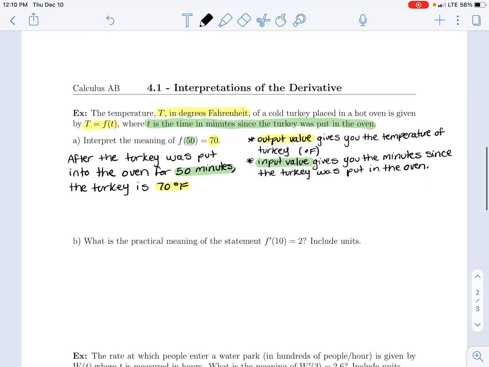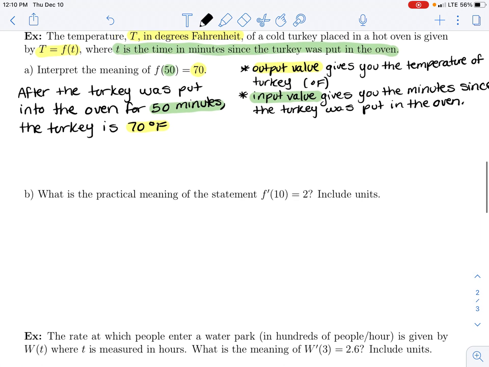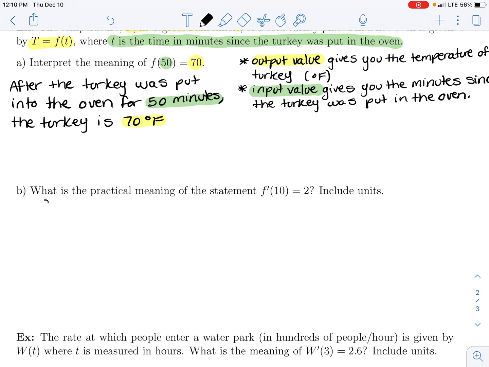So, going back to here, I'm saying what is the practical meaning of f prime of 10 is equal to 2? And so now I'm also just going to note to you that the derivative at 10 is equal to the slope of the tangent line at x equals 10, or in this case t equals 10, which in this case is equal to 2.